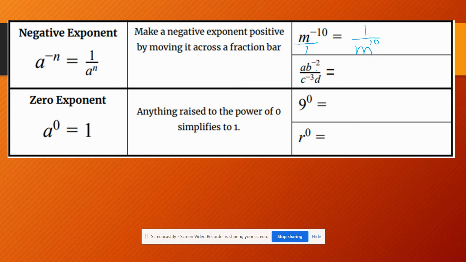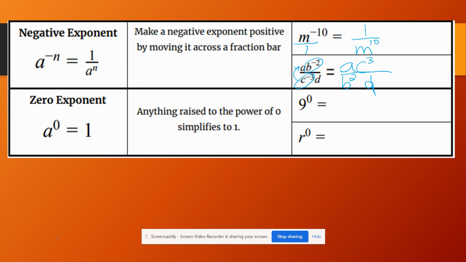You have to be careful on this next one because our negatives only apply to that b on the top and the c on the bottom. So the a stays and the d stays. But that b was on the top in the numerator. It's going to flip down underneath and drop the negative because it did its job. And then the c was underneath, so its reciprocal will flip it up to the front, and then it becomes a positive 3. So ac to the third over b squared d.